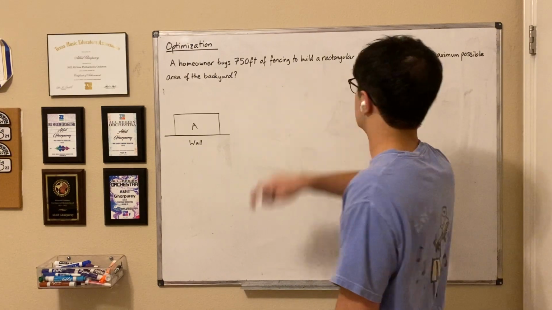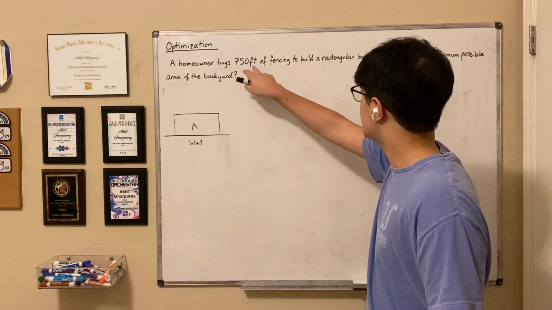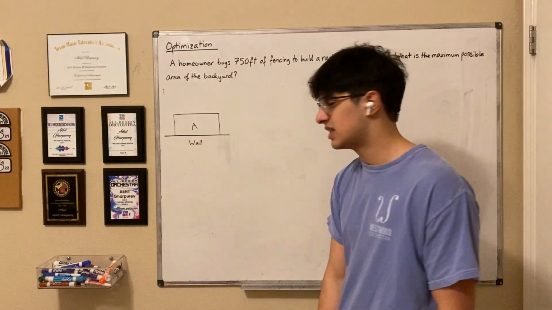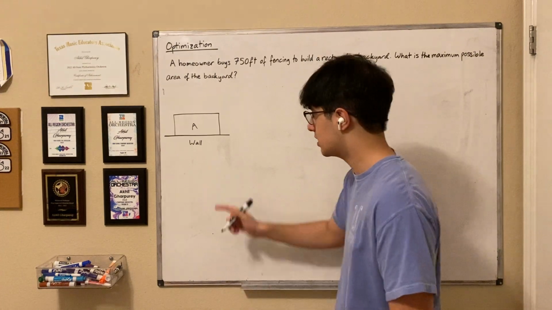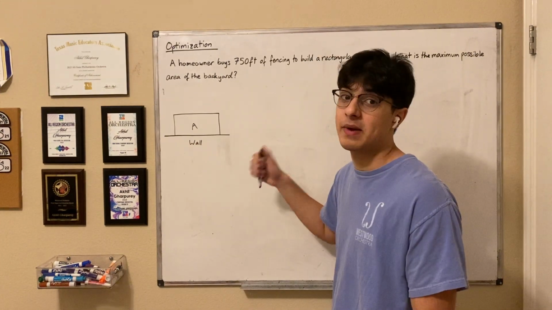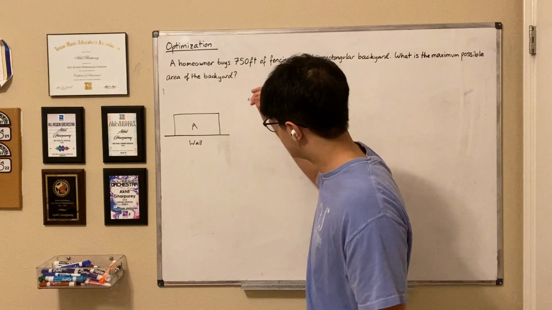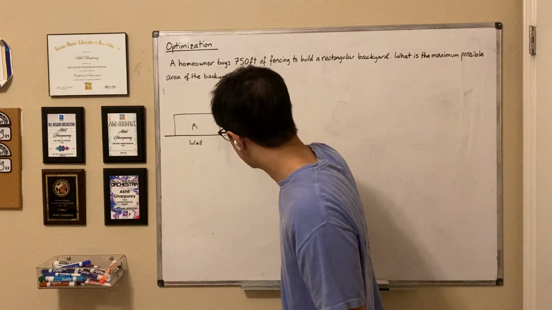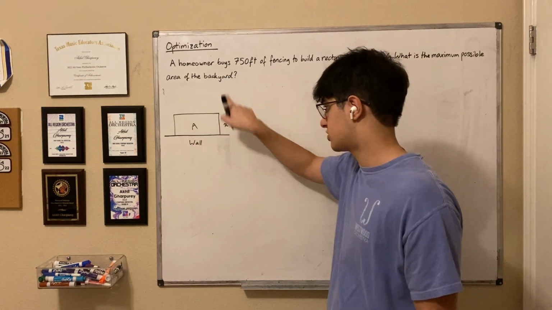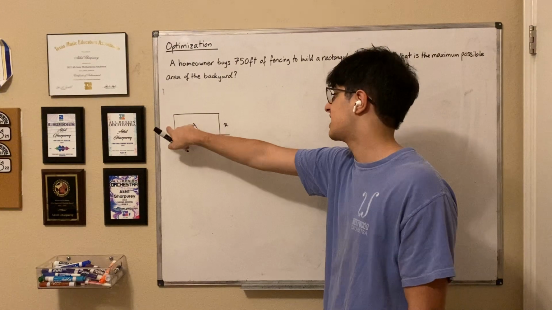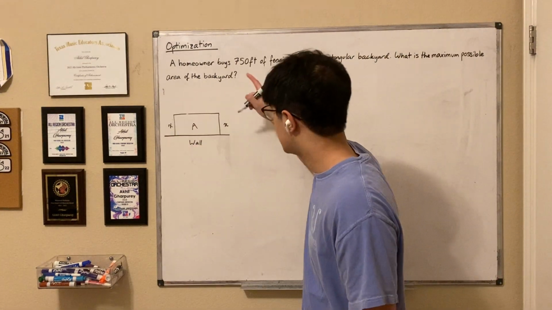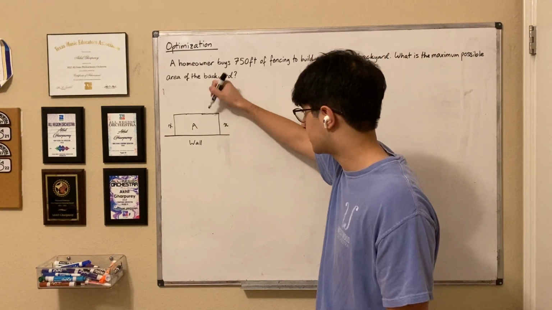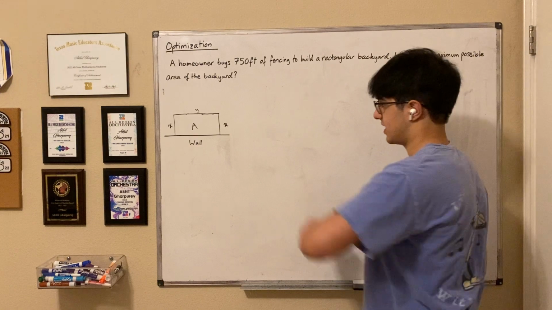But here's a constraint we have. The amount of fencing he has is 750 feet. So let's go ahead and label some quantities here so we know what this is really trying to say. So this is a wall, meaning that this does not take up any fencing. This is the first part of the fencing, which we'll call X. And since this backyard is rectangular, if this side is X, then this side is also X. And this side right here is not necessarily X because we don't know that this is a square. So we're going to call this side Y.